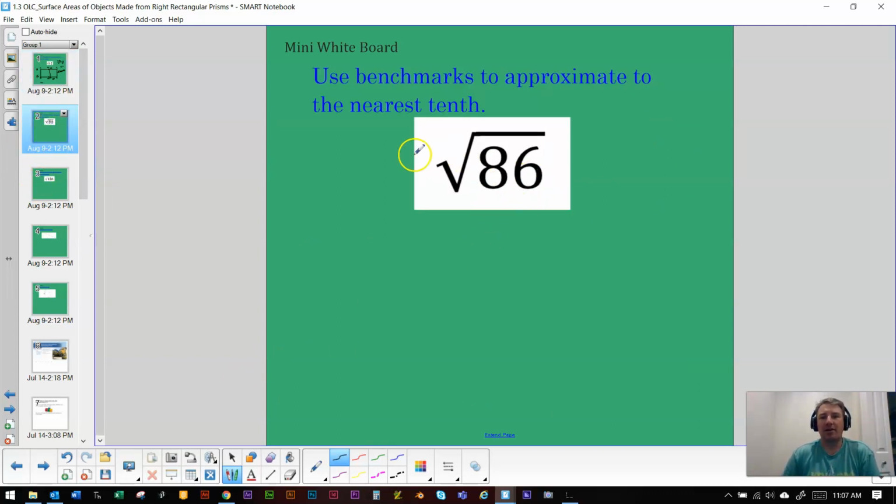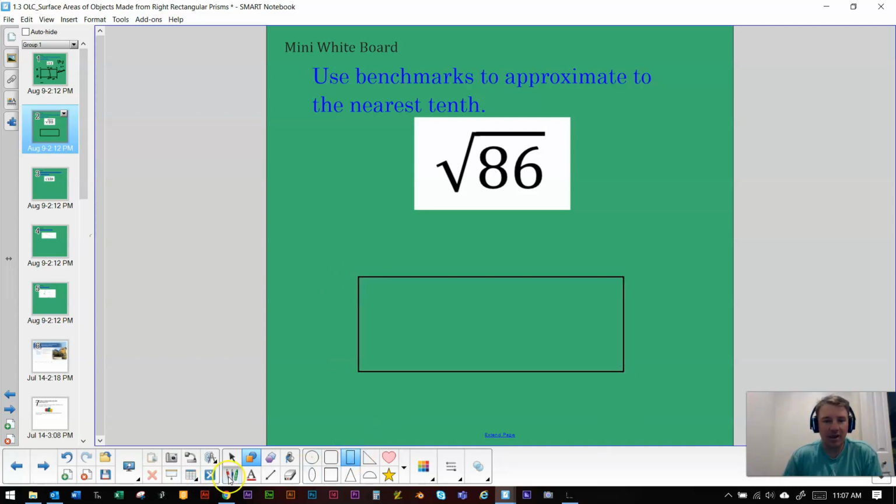All right, so we've got root 86 now. I'm just going to draw a square so I don't have to draw the two lines, because as we've all seen, I'm not great at drawing straight lines on this machine. All right, so here we go. Just draw myself a little square to get going.